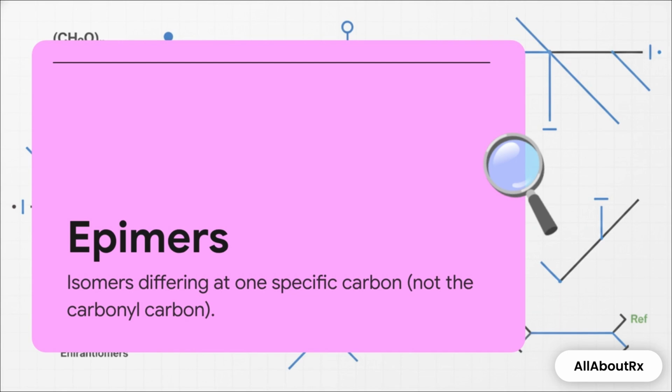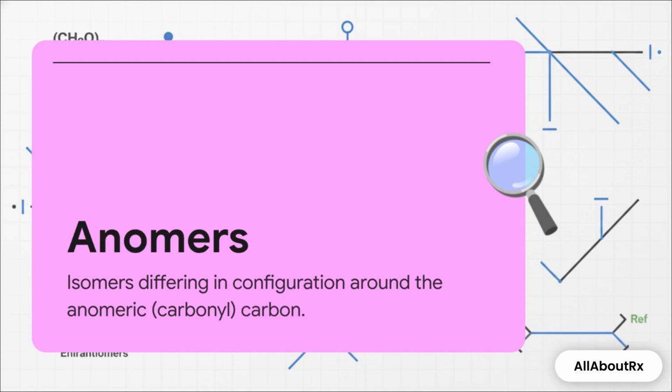Think about glucose and galactose. They share the exact same chemical formula, and they're completely identical everywhere in 3D space except at carbon 4. Because of that one single shift, they're C4 epimers. However, if that configurational difference happens specifically at the carbonyl carbon, which remember is C1 for aldoses and C2 for ketoses, they aren't epimers anymore. We classify them as anomers.